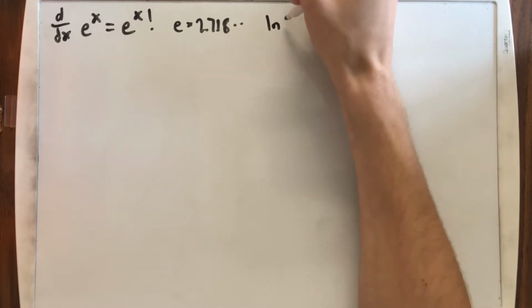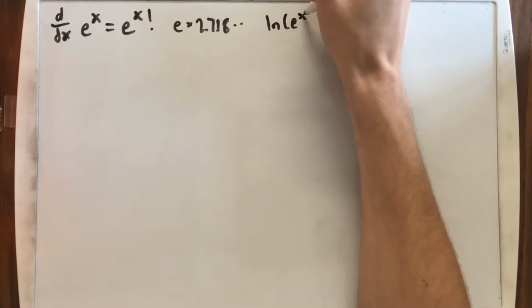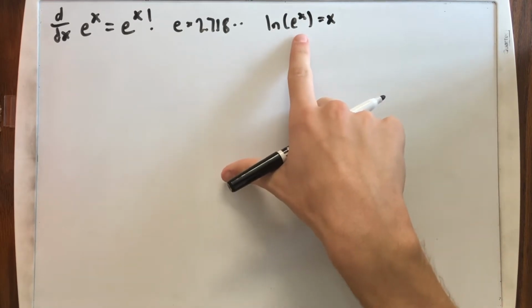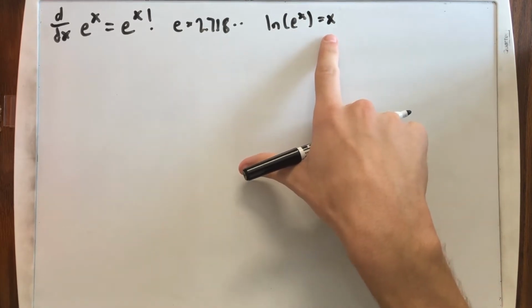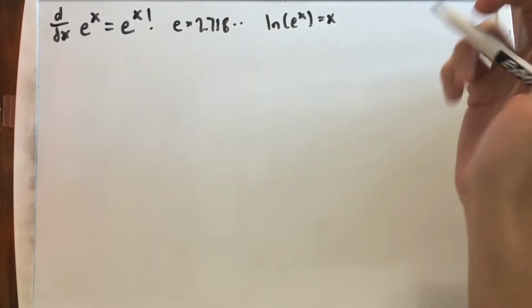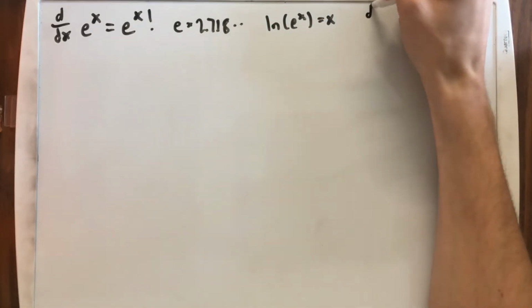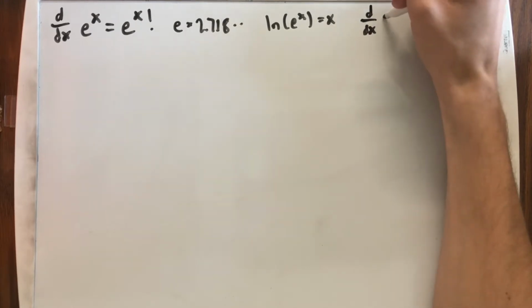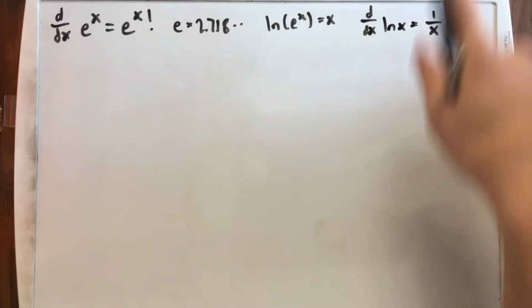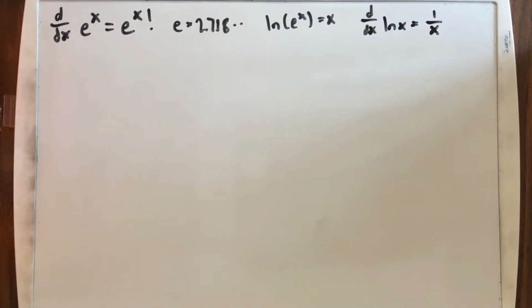Now the inverse of e is natural log, which means that if you take the natural log of e to the x, you get x back. So they sort of invert each other, just like how the derivative and the integral are inverses of each other. Now, the derivative of natural log is 1 over x, or the inverse of x.